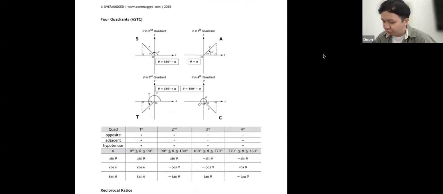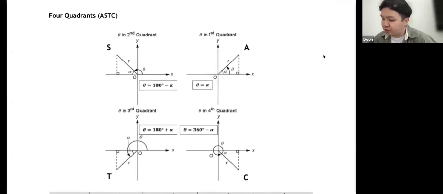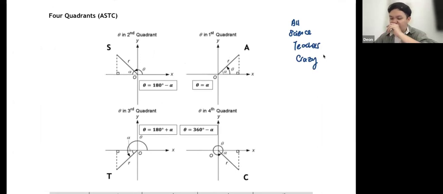Today we're going to touch a lot on four quadrants. For four quadrants, there's this thing called ASTC. I believe some of your schools teach it as "All Science Teachers are Crazy, Math Teachers are Not." Basically, this idea is telling you which trigo ratio is positive in which quadrant. In the first quadrant, you see that all of sine, cosine, and tangent are positive. So we have sine theta more than 0, cosine theta more than 0, tangent theta more than 0.